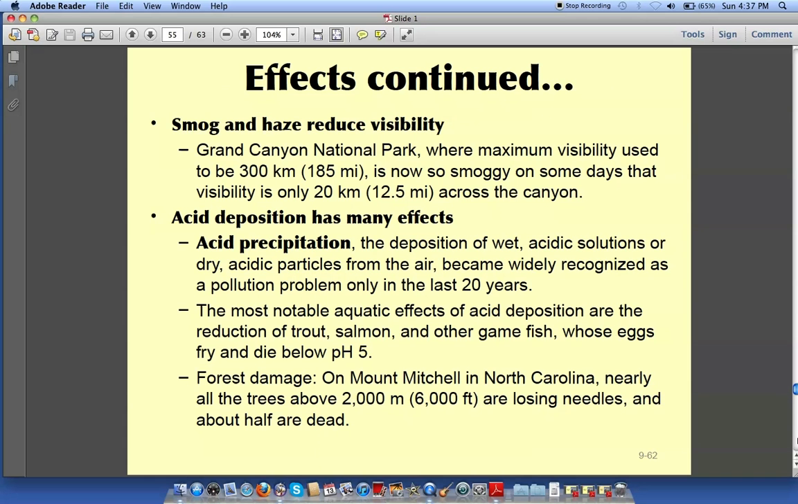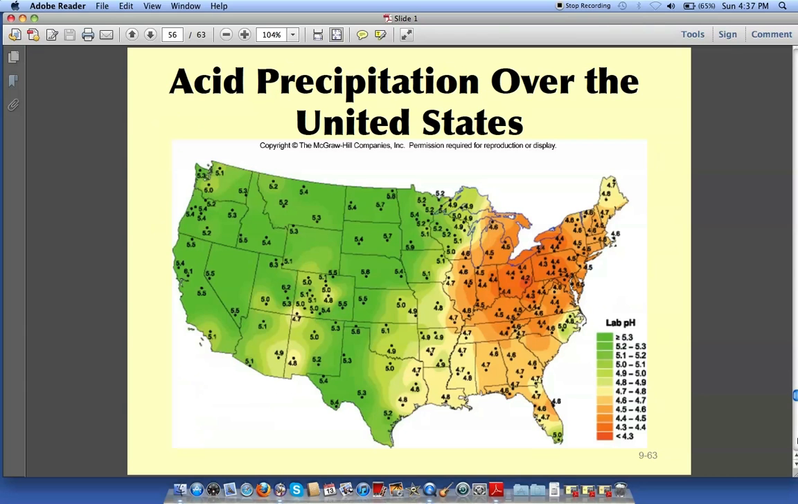Acid rain, told you before about that. This is an interesting image. Precipitation, acid rain over the United States. Notice how these areas up in the Northeast are seriously being affected by acid rain.